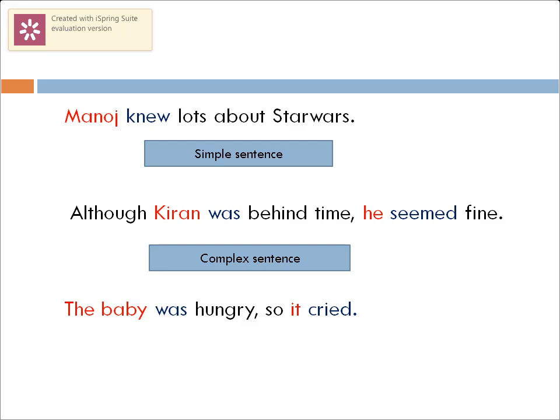The baby was hungry, so it cried. You're right, it's a compound sentence because it has two independent clauses: the baby was hungry, it cried. Hence, it's a compound sentence.